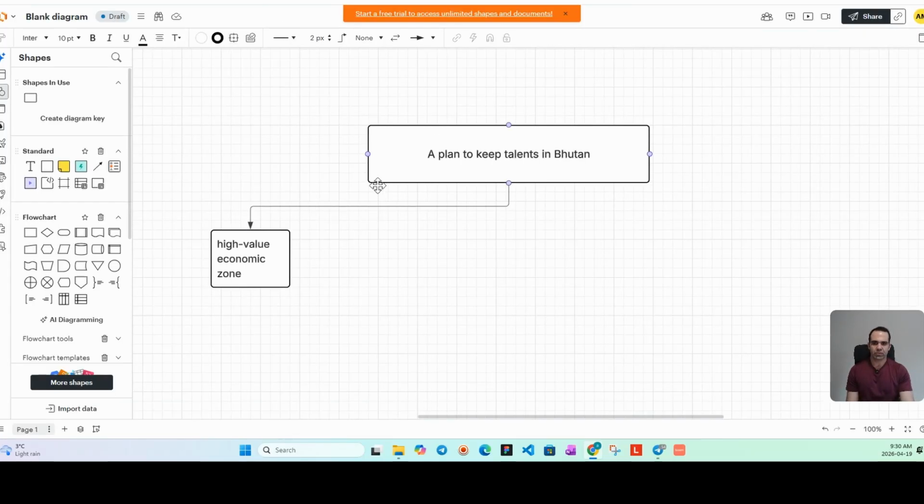Okay, we can say providing education for people, quality education for youth. So if you provide a quality education for people there, they don't need to migrate to other countries for education or something. But I think the most important reason is the high value economic zone.